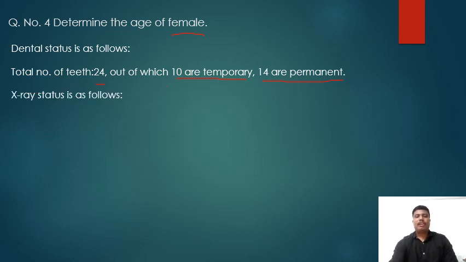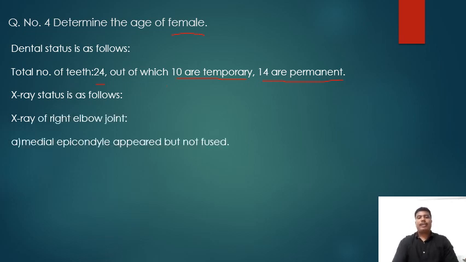Okay. Now X-ray status of the female is as follows. X-ray of right elbow joint. Medial epicondyle has appeared, but it has not fused with the humerus. So the medial epicondyle appears at the age of 6 to 7 years, but it fuses at the age of 14 years. So the child is greater than age of 6 years, which we have also determined by the total number of teeth. Now the second point is lateral condyle of humerus has not appeared. So the lateral condyle of humerus appears at the age of 11 years. Okay. So the child is less than age of 11 years but greater than age of 7 years.